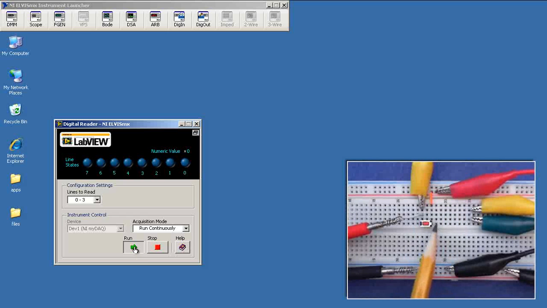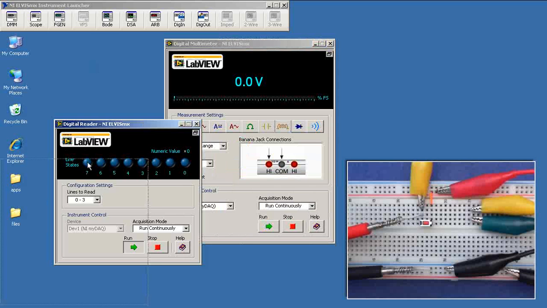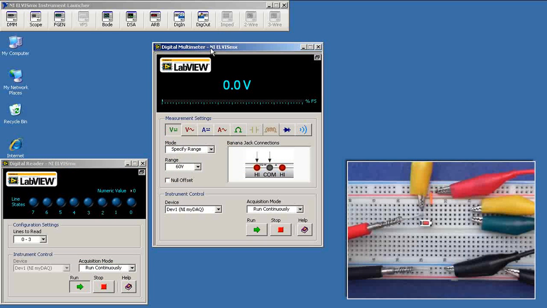Here I have 5 volts connected by way of this switch back to DIO 0. When I press the switch, we see that indicator 0 activates. So that tells us that myDAQ detects that the switch is controlling that digital input line. Now here I'm using the digital multimeter, especially the voltage meter function, to monitor the voltage associated with the DIO zero or input zero.